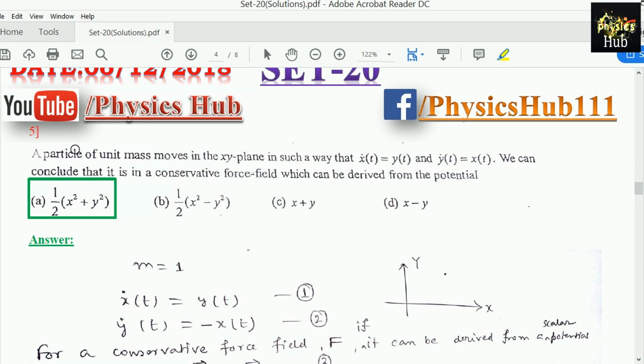Now moving to question number 5. A particle of unit mass moves in the xy plane in such a way that x dot t equals yt and y dot t equals xt. We can conclude that it is in a conservative force field which can be derived from the potential.